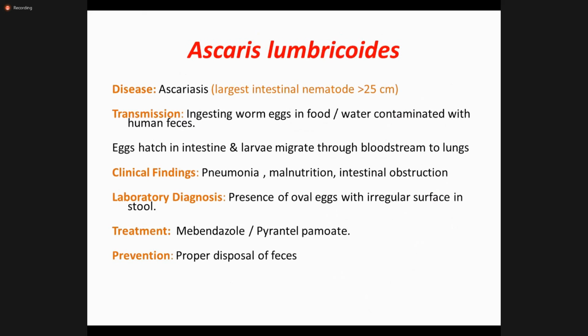Here is the laboratory diagnosis: presence of oval eggs. The eggs have a typical appearance. They have an oval shape with irregular surfaces. Mebendazole and pyrantel pamoate are the drugs of choice.